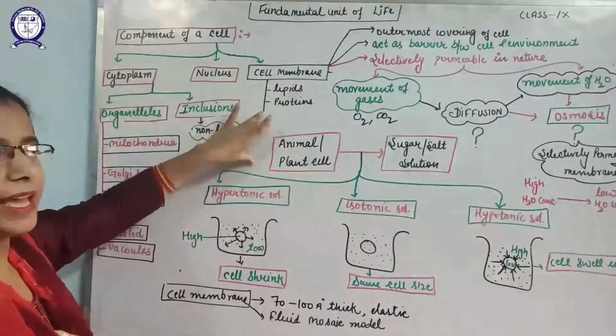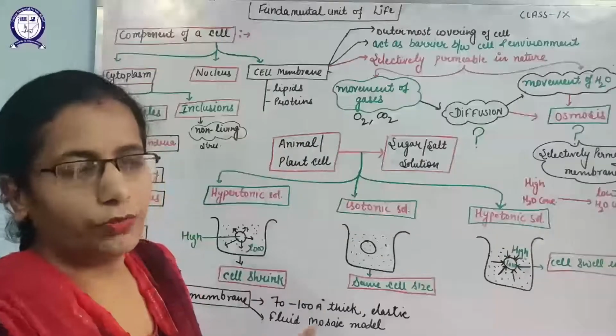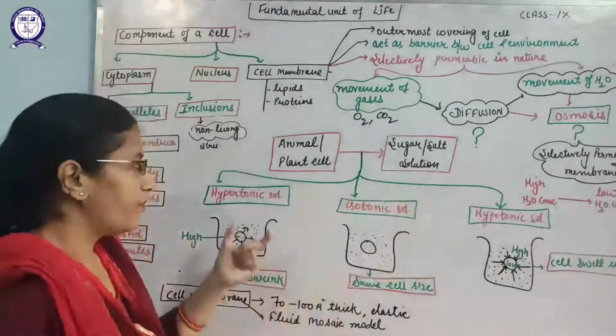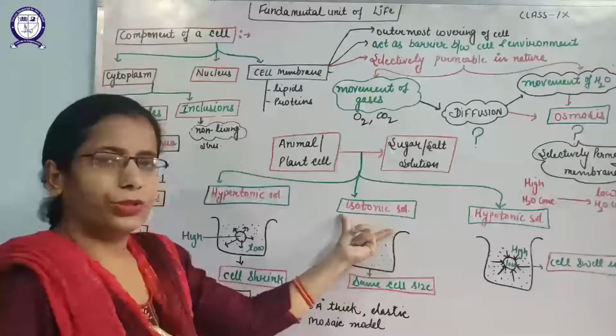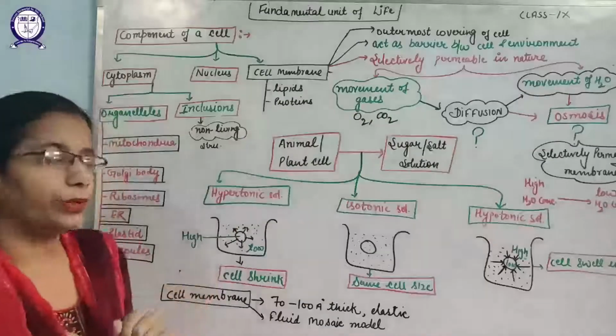If you keep an animal cell or a plant cell in a sugar or salt solution, what would happen? Three conditions can be observed. That solution can act as a hypertonic solution, isotonic solution, or hypotonic solution. What will happen in the hypertonic solution?